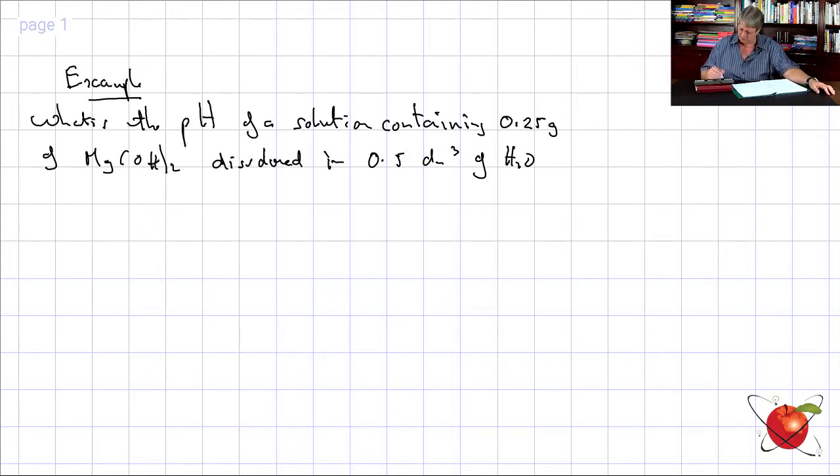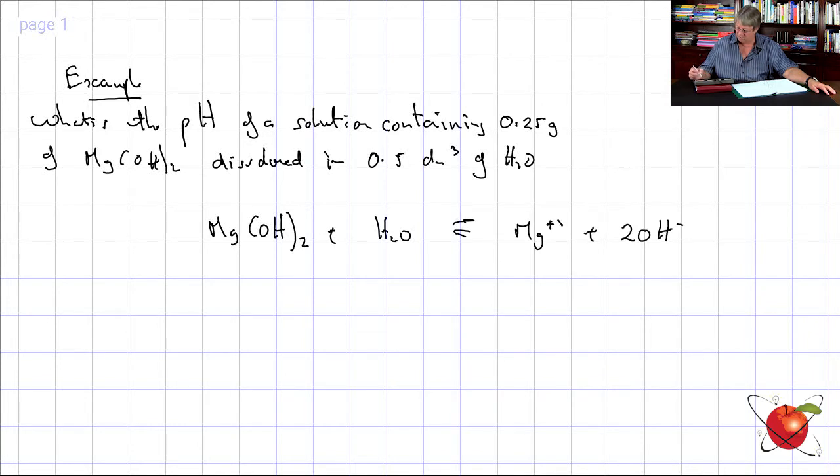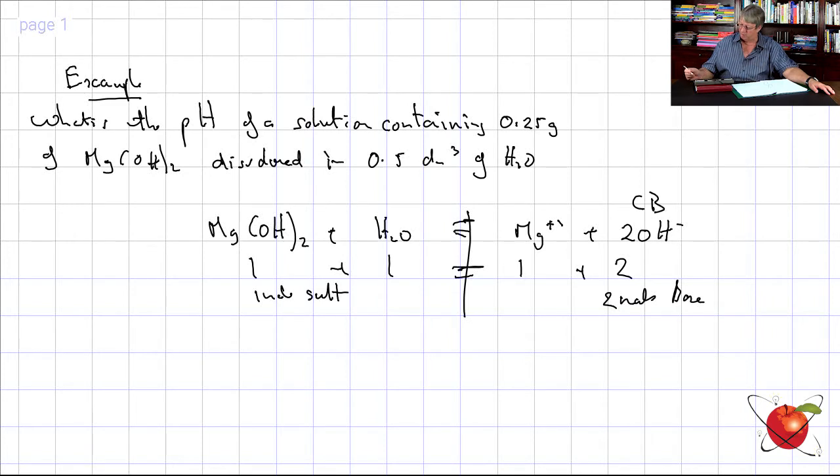We say, first of all, let's put down a chemical equation. Mg(OH)2 plus H2O goes across to Mg2+ plus 2OH-. Let's say what are we given? Over here, 1 plus 1 goes to 2 and 1, therefore 1 mole of the salt goes to 2 moles of the base, because this is the conjugate base, isn't it? Okie dokie then. So now where are we going?